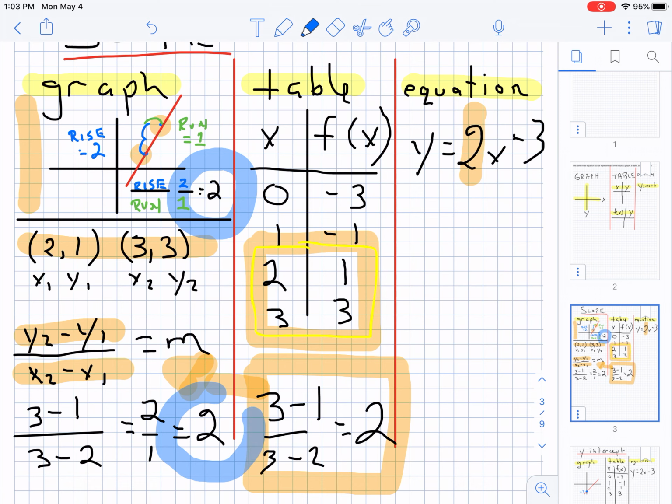We can use points on a graph. We can do the equation y2 minus y1. We can find slope from a table, and we can find slope in the equation. In all cases, the slope is 2.